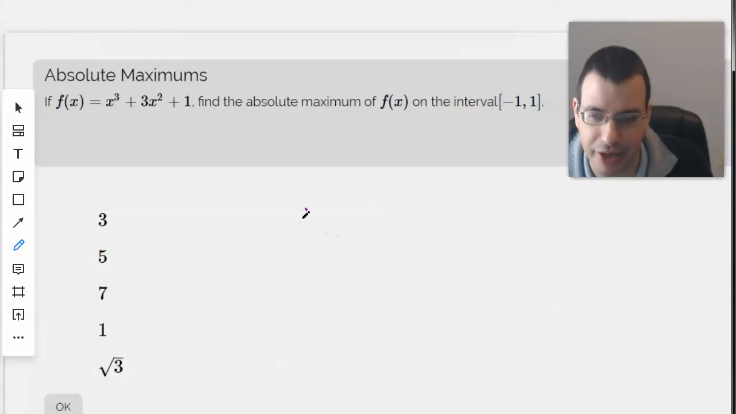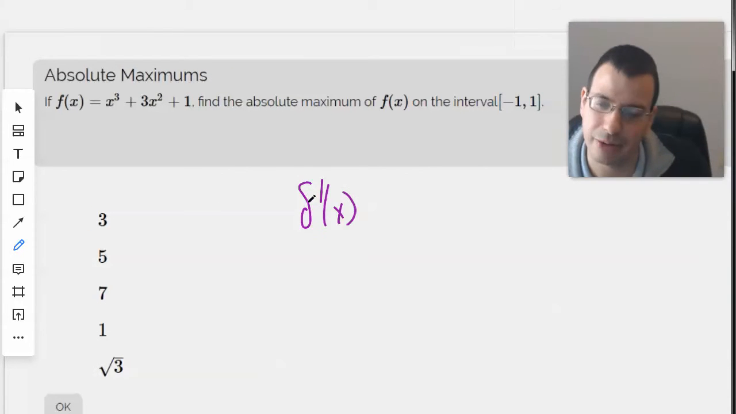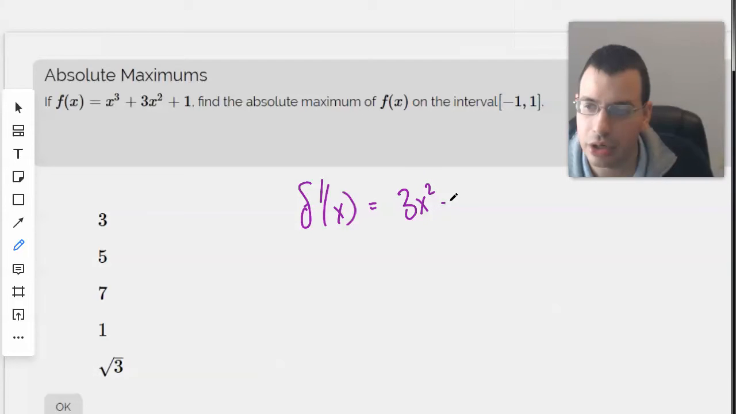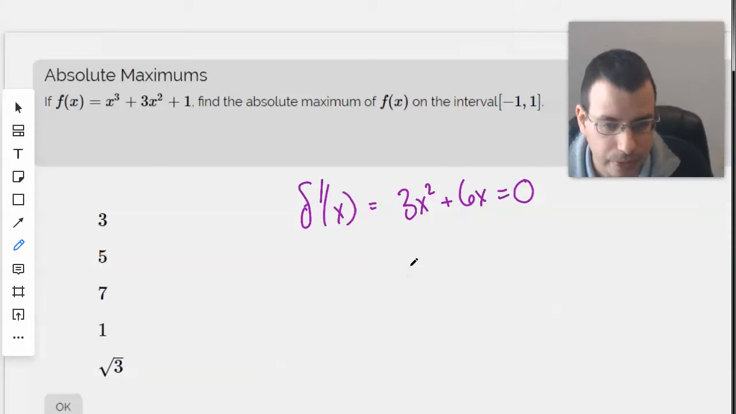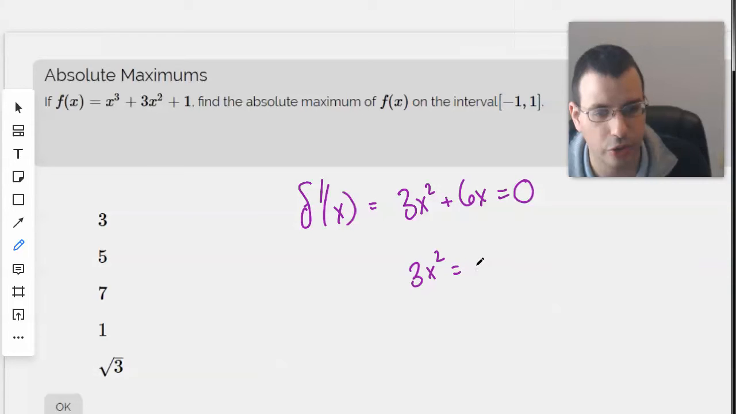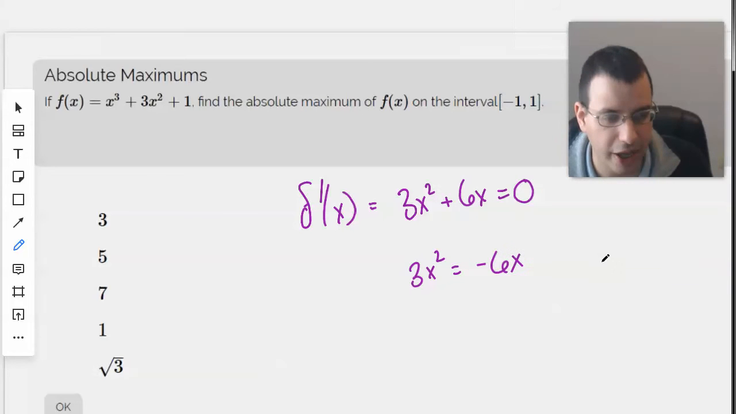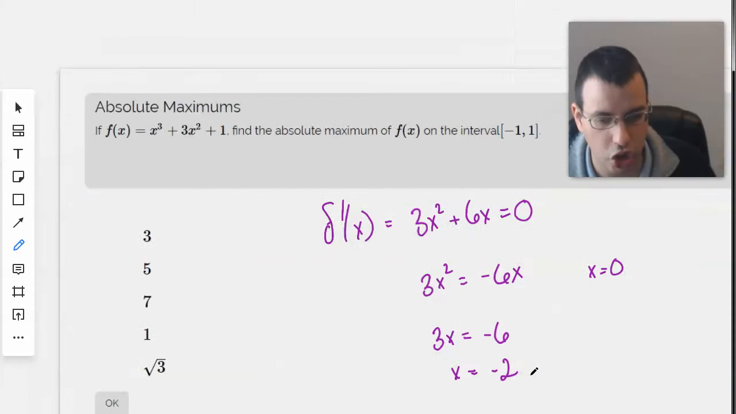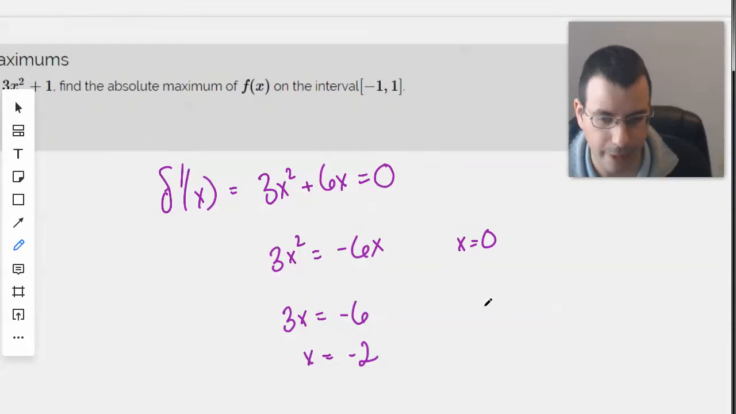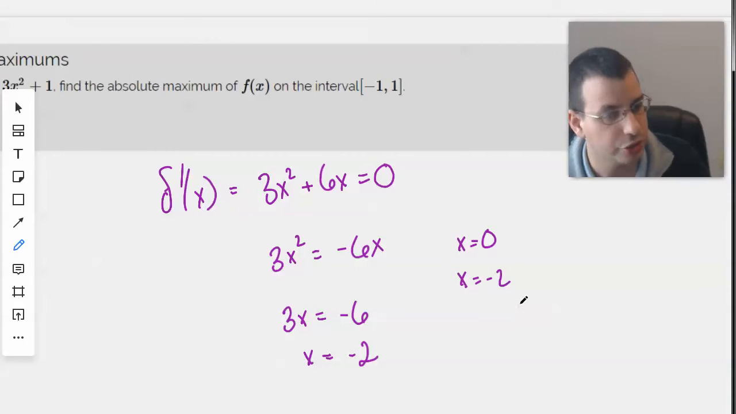So we got f prime of x: 3x squared plus 6x equals 0. So we have 3x squared equals -6x. We have x equals 0 as a possible solution. But then we also have 3x equals -6 as a possible solution, x equals -2. Okay? So -2 is outside of -1 and 1, so we don't have to worry about that.